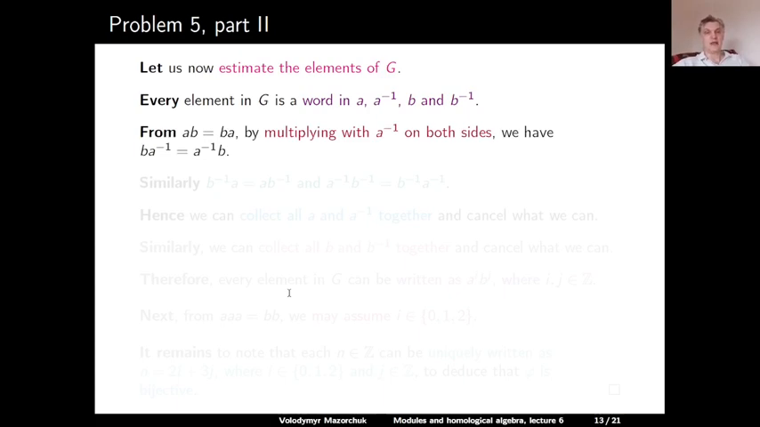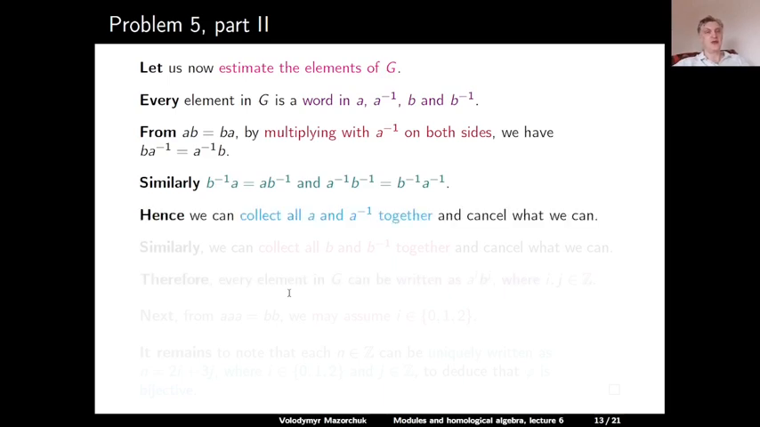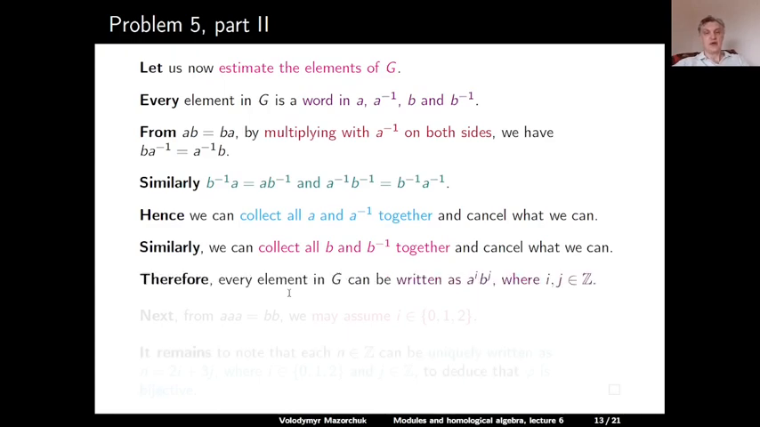So multiplying with A inverse on both sides, we have that B and A inverse commute, and A and B inverse commute, and the inverses of A and B commute. And so in any such word, we can commute all A's and A inverses to the left, all B's and B inverses to the right, cancel what we can between A and A inverse, and cancel what we can between B and B inverse. So the outcome will be a word of the form A to the power i, B to the power j, where i and j are integers.